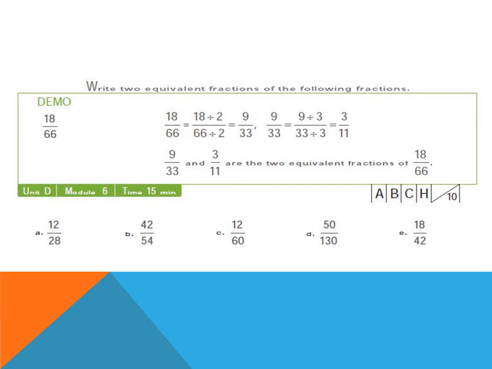In the same way, take your time and solve all the problems in module number 6. There is not much difference between module number 5 and 6. In module number 5, you are taught that you can find equivalent fractions by multiplying both the numerator and denominator with the same number. Here you are taught that you can find the equivalent fraction by dividing both the numerator and denominator with the same number.